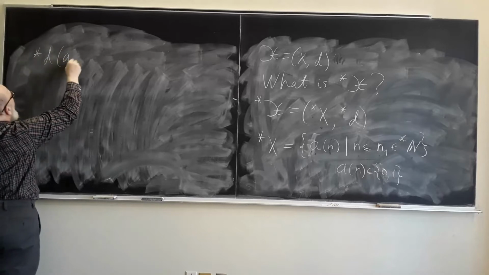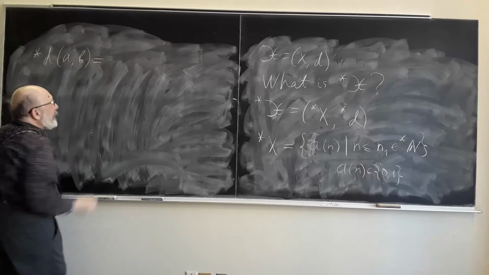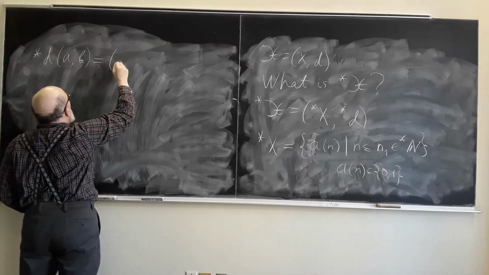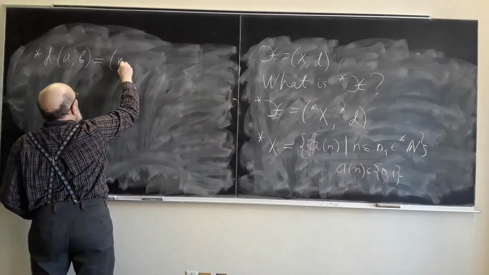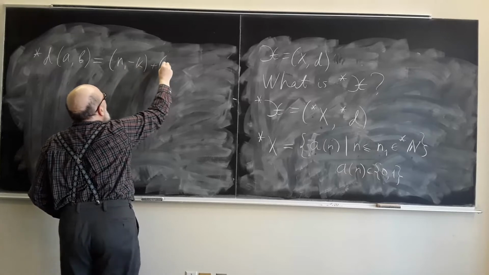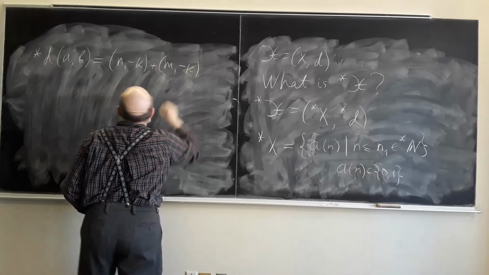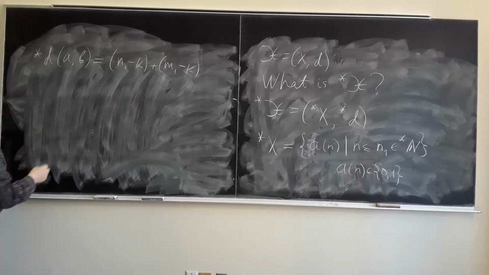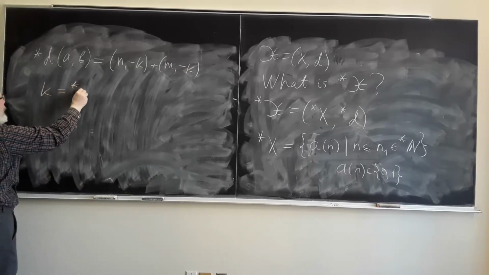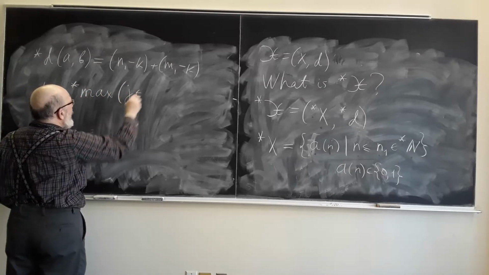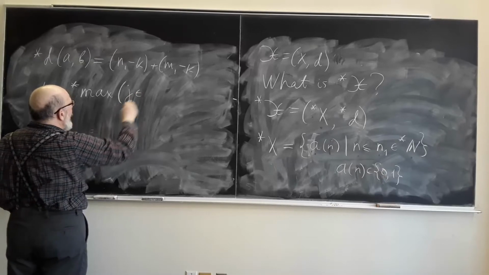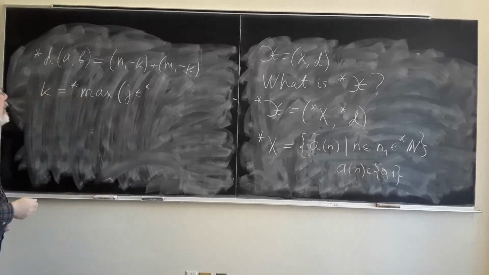Star d of A, B equals, say it is n1 minus k plus m1 minus k. What is n1 and k? K equals star maximum of j in star n such that, excuse me, n1 minus k plus m1 minus k.